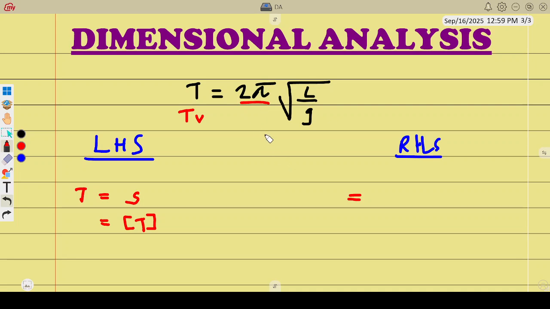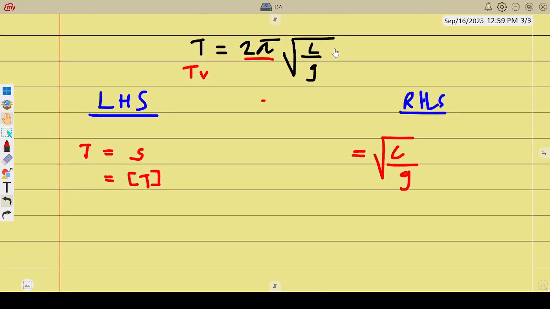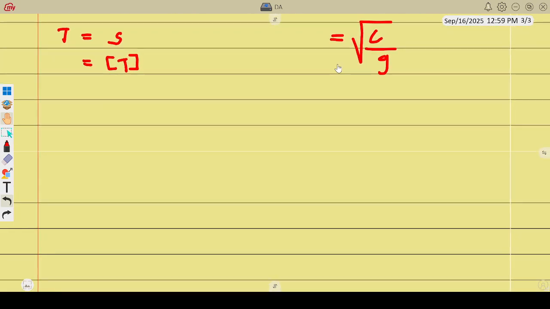Also this one, we have 3.142. We're going to ignore it, because pi is just a number. So what is left is just the square root of L over g. We're going to check if on the right hand side we end up with the same thing as the left. If we do, then we'll say the equation is dimensionally correct.